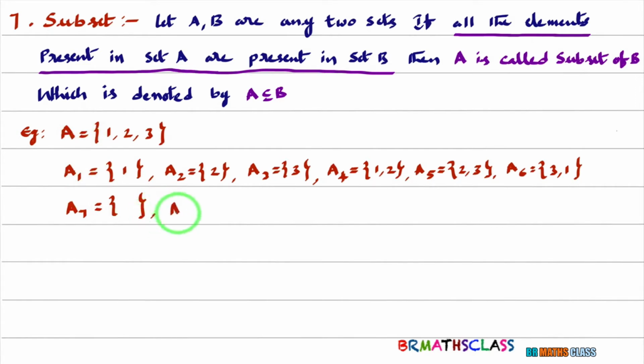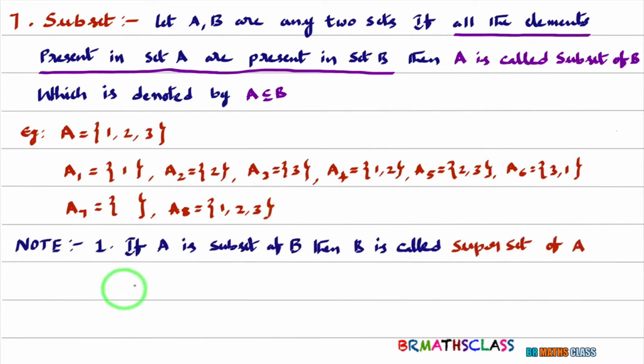Now, I'll write one more, that is the 8th set. You observe this set, is it a subset of A? Yes, of course, all the elements present in set A8 are present in set A. So, every set is subset to itself. You observe here, whatever the sets I written here, all are subsets of A. Now, we will learn important notes related to subset.